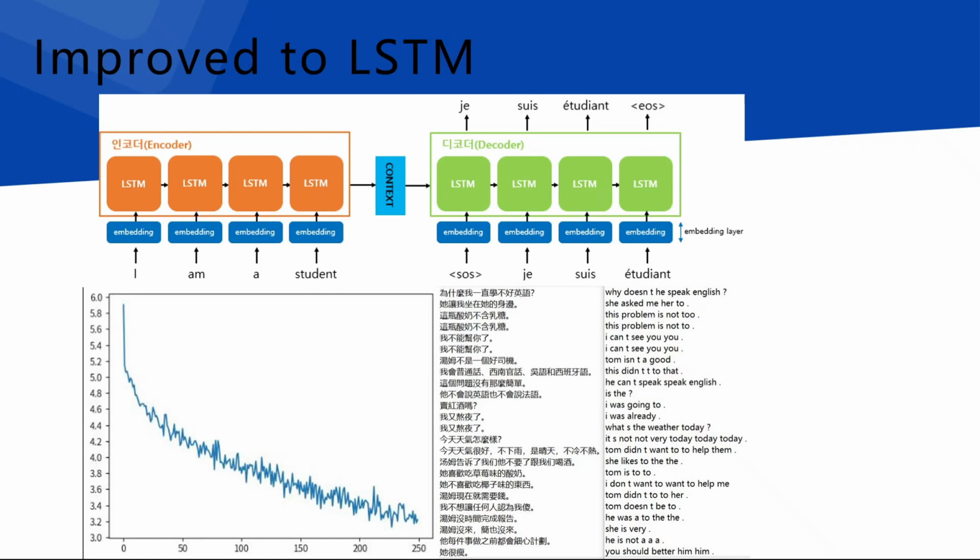Next, let's look at the results with LSTM. From the loss graph, there was a significantly greater decrease compared to the original RNN, and the translation quality also improved. For instance, the sentence "What's the weather like today?" was translated by the LSTM model as "What's the weather today?" while the RNN model translated it as "What is you?" Clearly, the LSTM translation is nearly correct, whereas the RNN's translation is entirely off. Thus, replacing the RNN with LSTM resulted in a significant improvement.